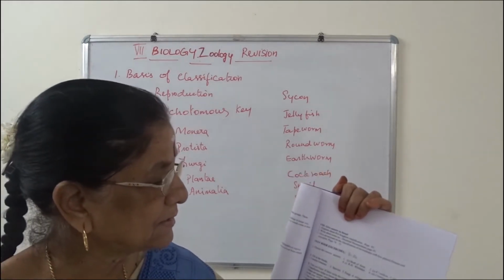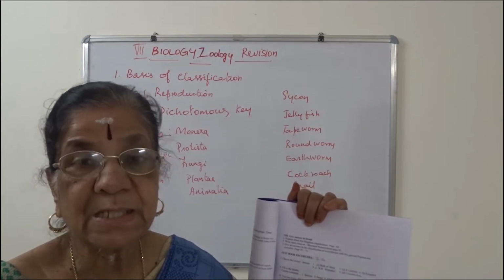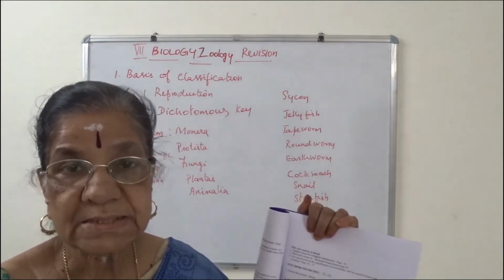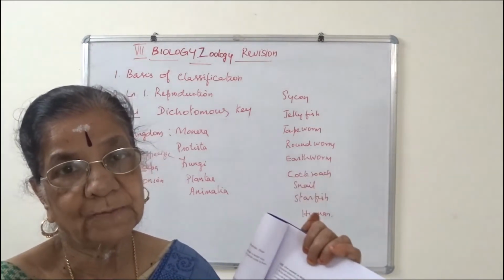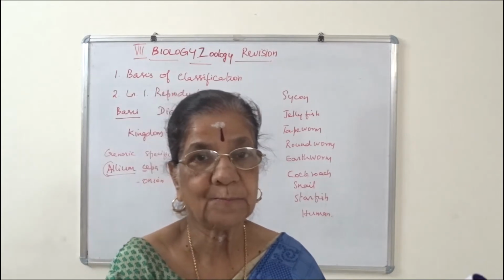Then animal cells have cell wall. False. Animal cells will have cell membrane, that you can write. Or plant cells will have cell wall. Okay, plant cells will have cell wall.